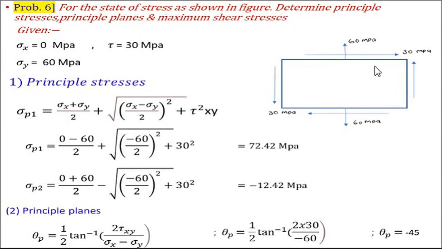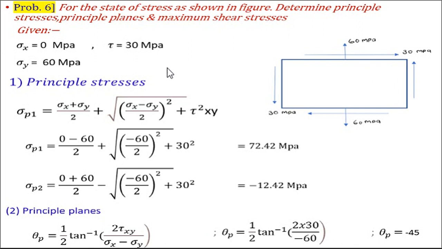Here the sigma x value is not given, which means you consider sigma x as 0 MPa, and sigma y, which is acting onto the y plane, is tensile in nature, that's why plus 60 MPa, and along with this the shear stress along the xy planes is also given. So the value is 30 MPa, so tau is equal to 30 MPa.